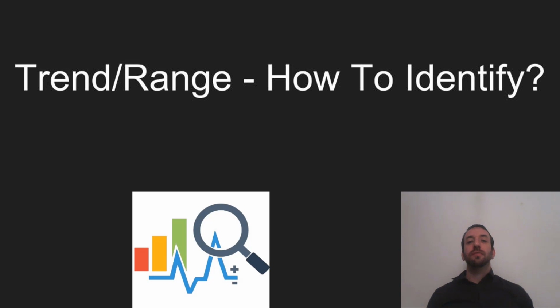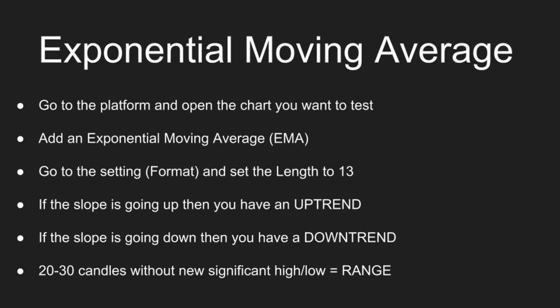In addition, they are useful for other purposes, but for now, we will focus on how they help us to identify trends. The first one I want to talk about is the exponential moving average, which is a very important tool to use in technical analysis. There are a few ways to use it, but for now all you need to do is very simple. Open the chart you want to test, add a certain EMA, and look at it.